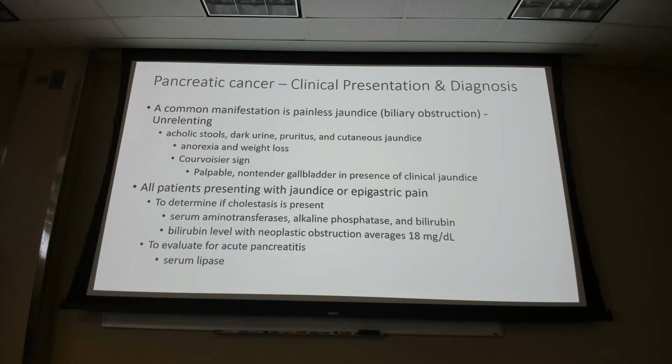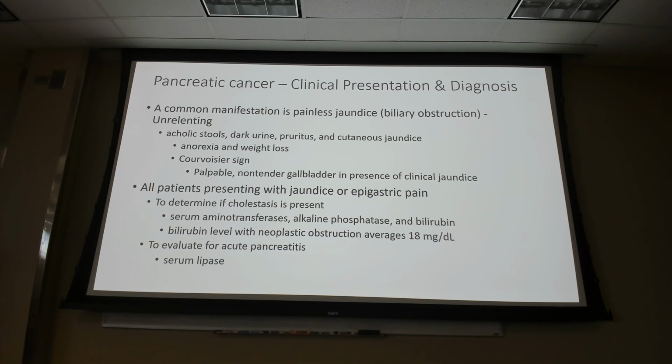But one of the classic findings we have with it is Courvoisier's sign, and that's a palpable non-tender gallbladder with jaundice. So that's going to be your painless jaundice, but you have a palpable gallbladder, but they're not tender, so they don't have that Murphy sign or any pain when you're palpating it. So this is a sign that's associated with pancreatic cancer. So if you see painless jaundice and then that palpable non-tender gallbladder, you need to start thinking about some sort of pancreatic malignancy.